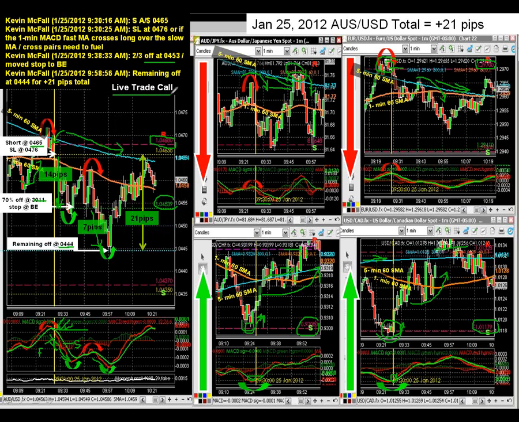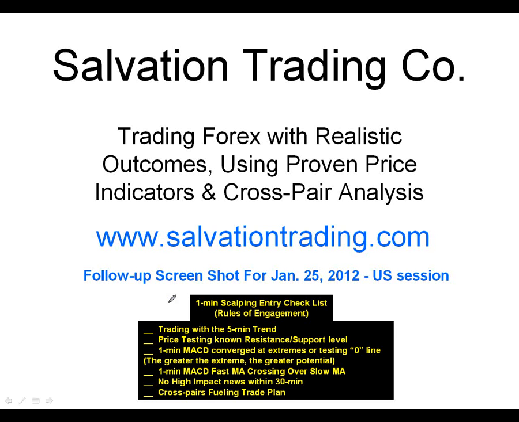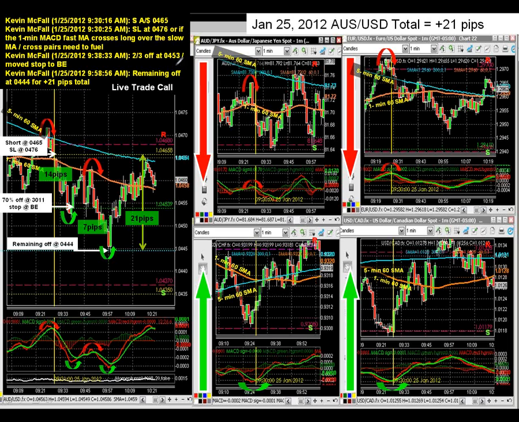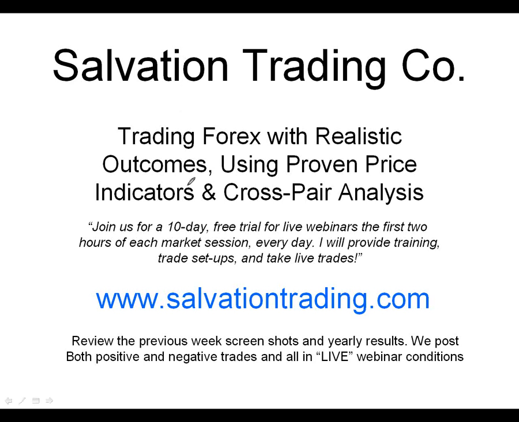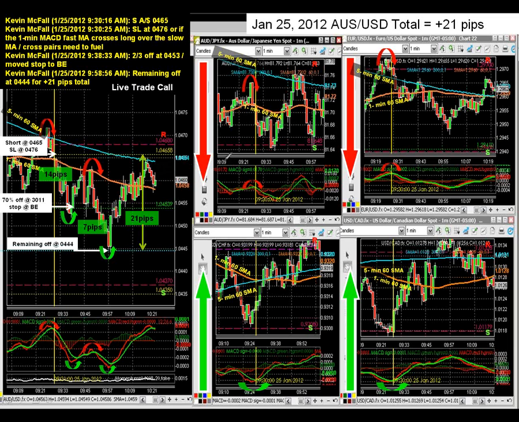So again, wanted to go through this briefly to show you how the cross pairs will work for you. Now we teach this in our live webinars, and again we teach this along with the rules of engagement. So we'll go through all that in the live webinars as well. And again, you can look at this on the website in more detail with all this notation on it.